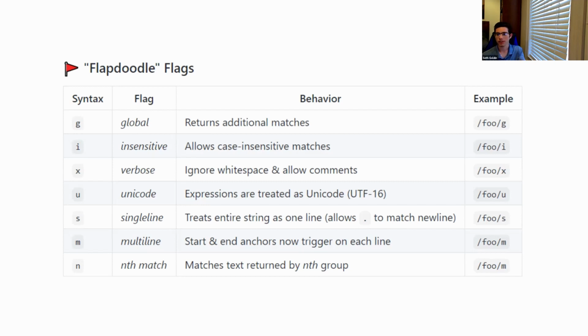There are many flags, but there are a couple here that are particularly important, namely the global, insensitive, and multi-line flags. They're pretty self-explanatory. They do what they say they do. However, most of my regex is usually either global or multi-line, because that's very common in real world application usage. And what that means is you return more than one match.